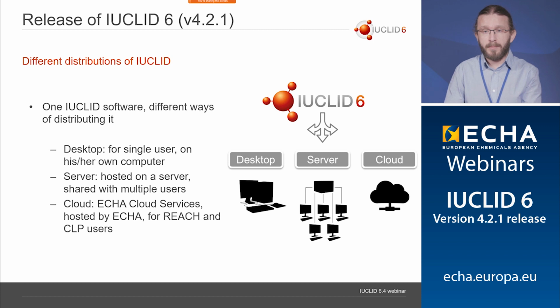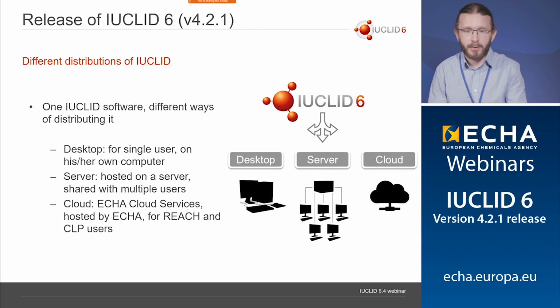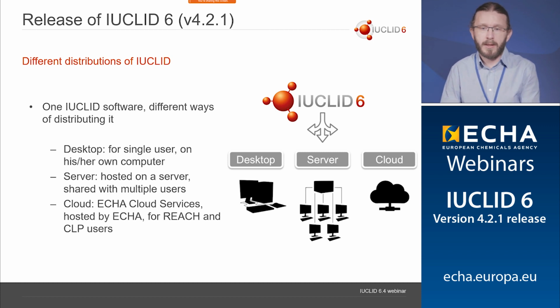As in the past releases, we have still different distributions of Euclid: a desktop version that you install on your own computer, a server installation that can be accessed and shared by multiple users, and we have also our ECA cloud services that can be used for REACH and CLP users.